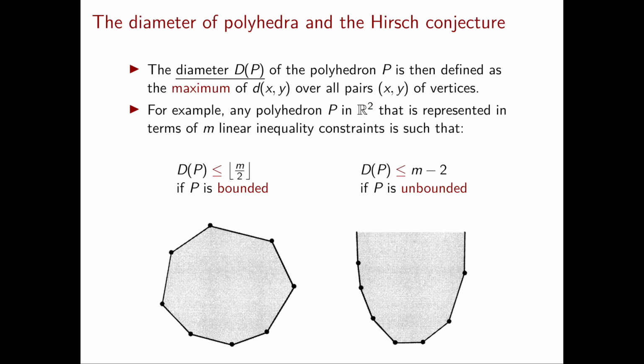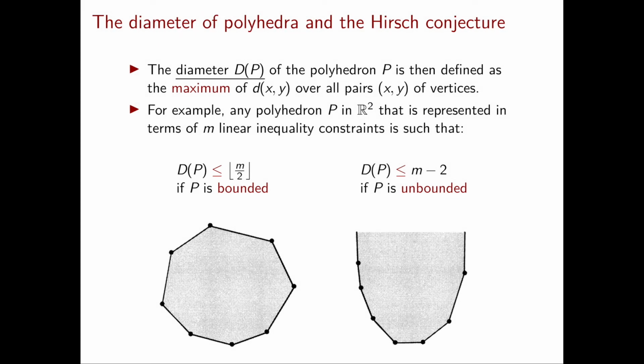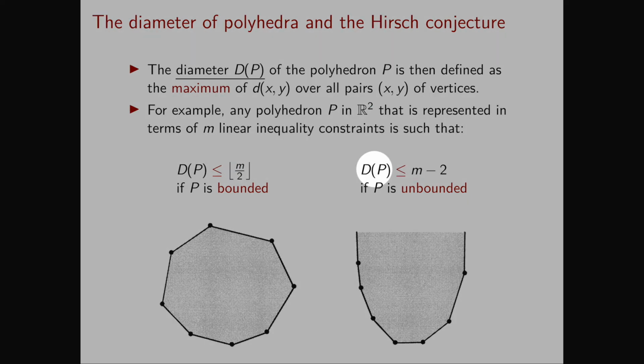I recommend that you write down a proof of this fact, and note that the fact that we have a less than or equal to here instead of an equality is because some of the inequality constraints could be redundant. Similarly, if our two-dimensional polyhedron is unbounded, then you can show a weaker bound, namely that the diameter of P is at most m minus 2.